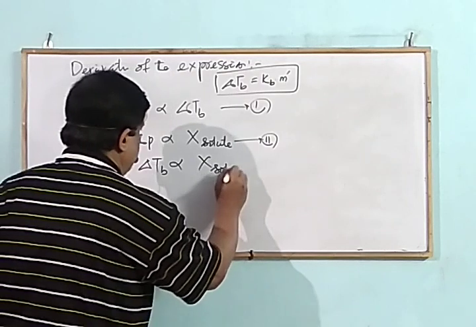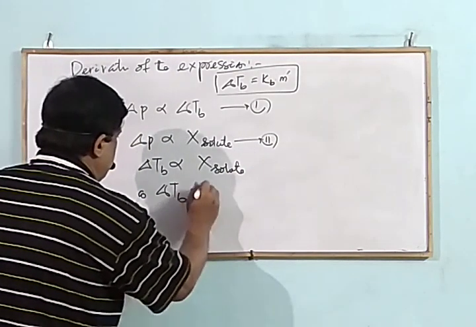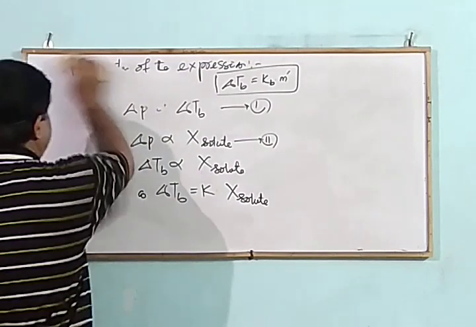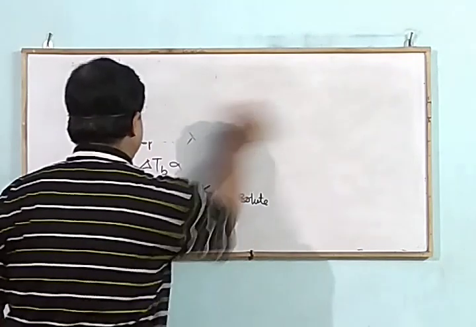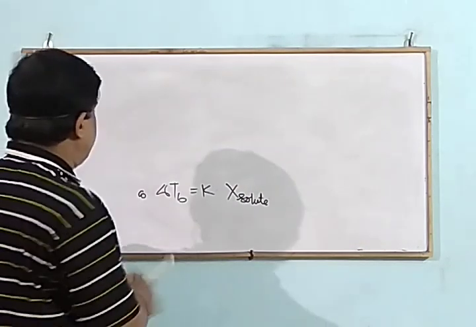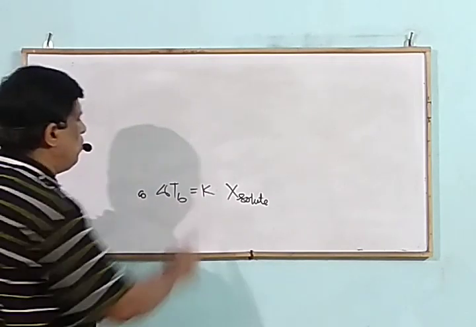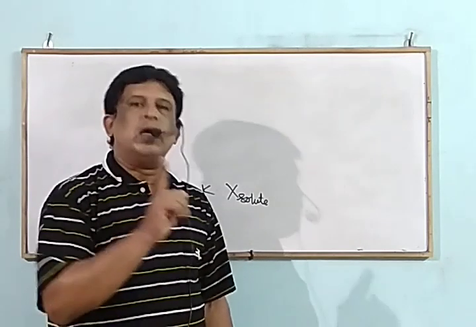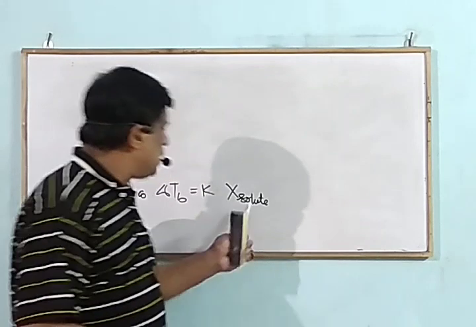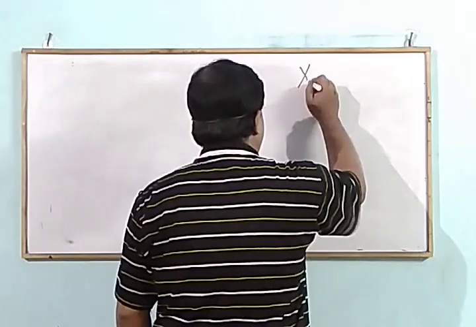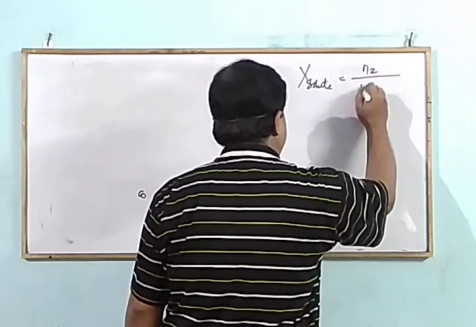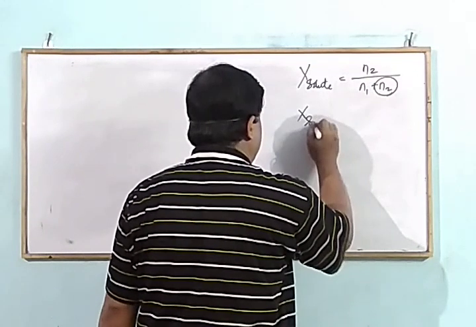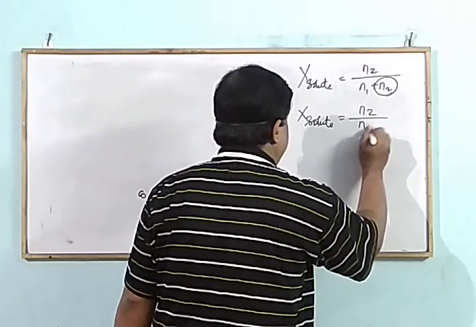from equations 1 and 2 is proportional to the mole fraction of solute, or del Tb is equal to a proportionality constant K into the mole fraction of solute. Mark that. Now K is a proportionality constant. We know that if N1 is the number of moles of solvent while N2 is the number of moles of solute, then the mole fraction of solute is equal to N2 by N1 plus N2. And for a dilute solution, neglecting N2, the mole fraction of solute is equal to N2 by N1.